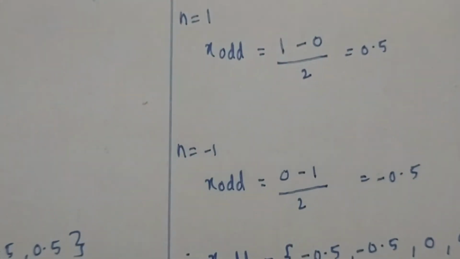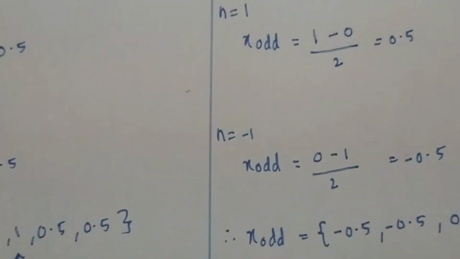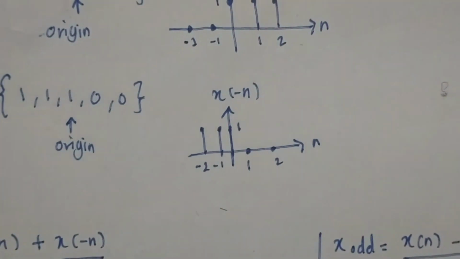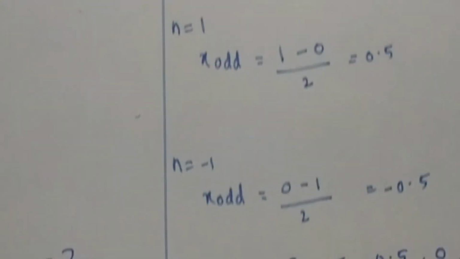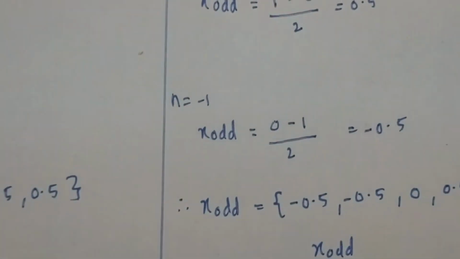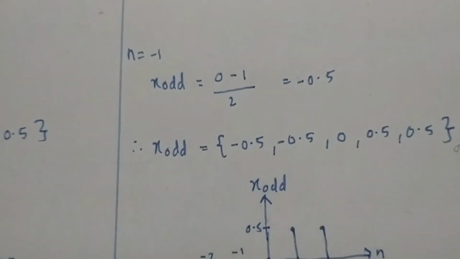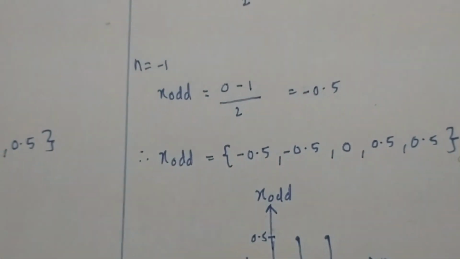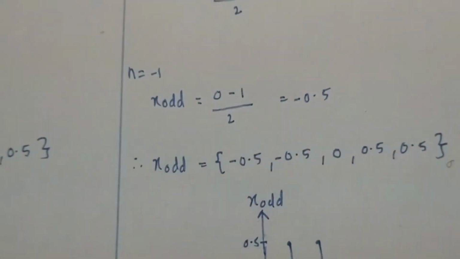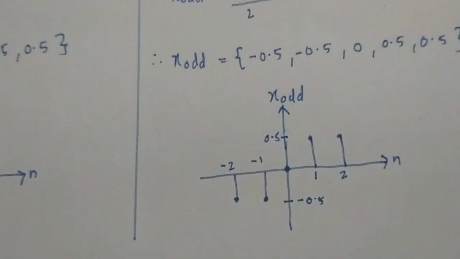The same goes for n equal to negative 1. The amplitude for x[n] when n is negative 1 is 0, and for x[-n], the amplitude is 1. So we put it into the formula, 0 minus 1 divided by 2, and we get negative 0.5. So for the odd component, we got the final result like this: negative 0.5, 0 at the origin, 0.5. So the final result will look like this.